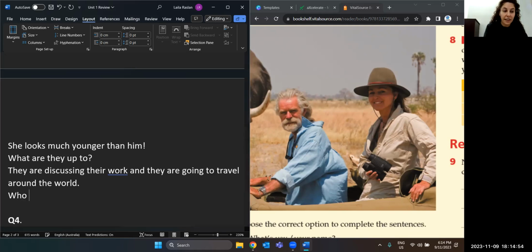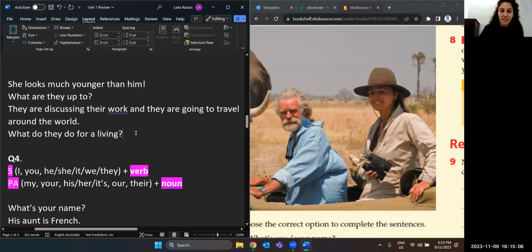What do they do? Yeah, so what do they do? That's how we ask what someone does for a job. So what do they do? If you want, it's for a living, or what do they do? You can stop at what do they do. Good.